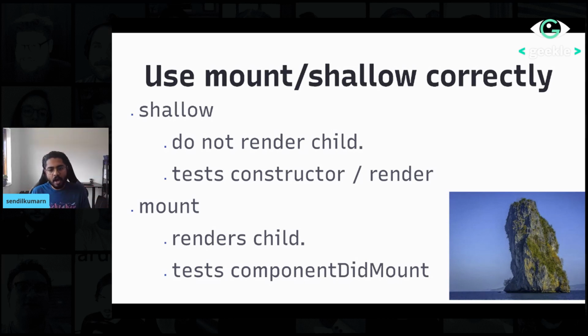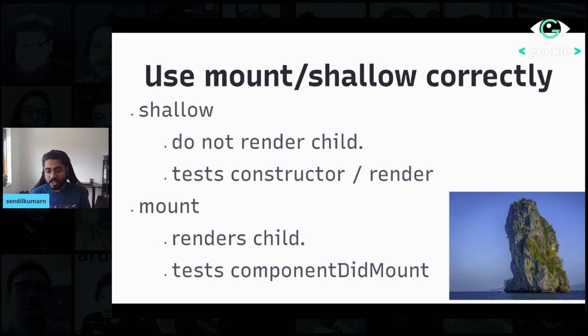On the other hand, mount actually renders the children, which means it's more resource intensive. It tries to render everything that an element has. And so if you are using mount, you can test componentDidMount or things like that, which happen after the mount has happened. So use them wisely, use them correctly. I've seen most places where people put mount in place of shallow and shallow in place of mount. So try to use them correctly.